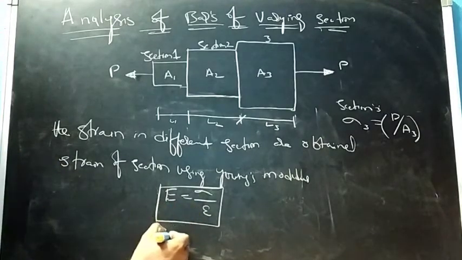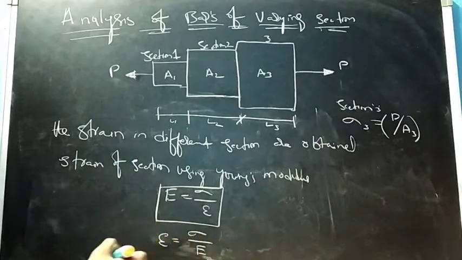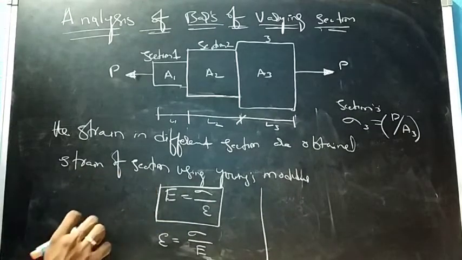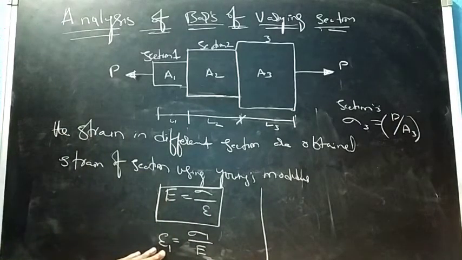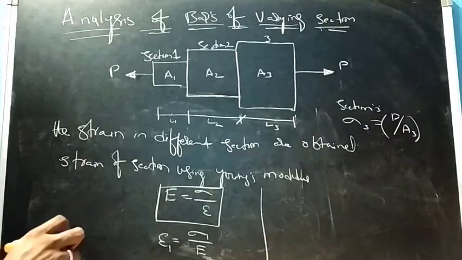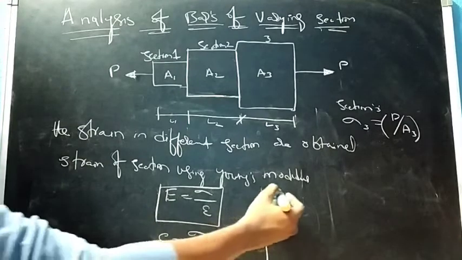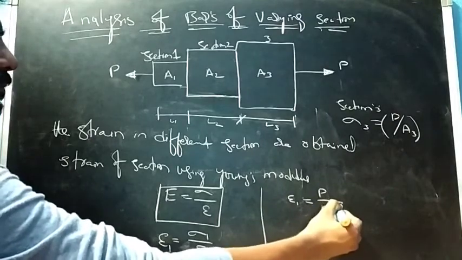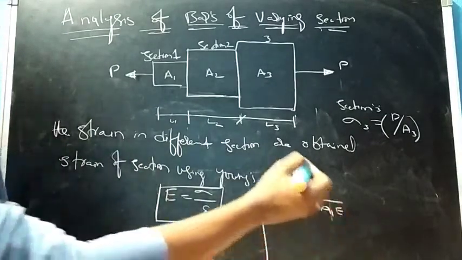So here from this equation, we'll write epsilon equals sigma upon Young's modulus, right? So now I can write, so this is for section 1. So you can write sigma 1 here and epsilon 1, right? And we know that stress is nothing but load by area, that is P upon A1, multiplied by Young's modulus, right?